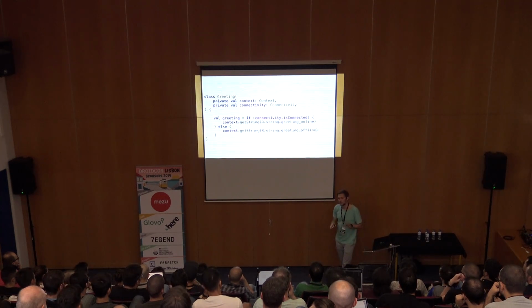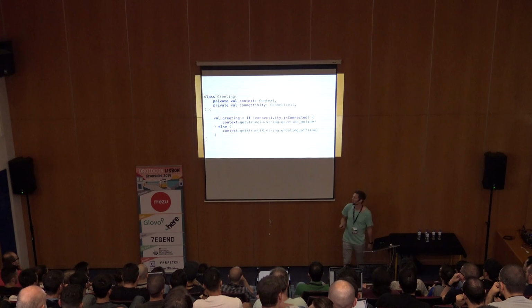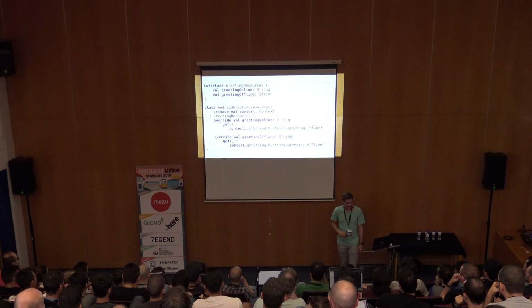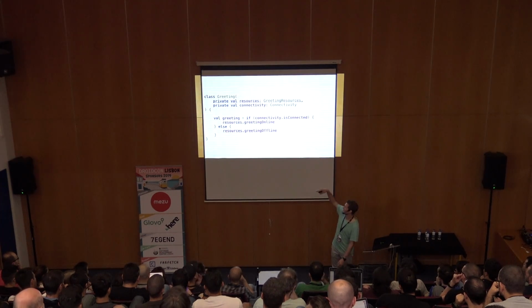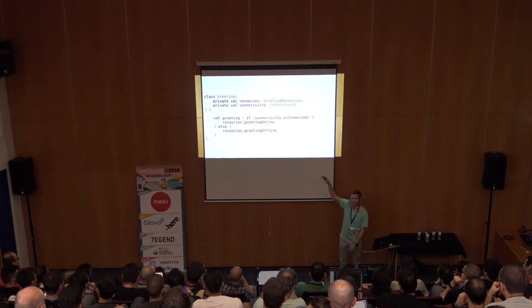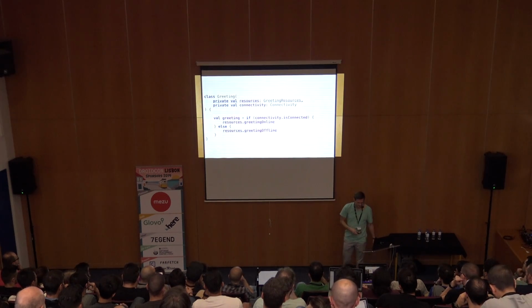Some people also don't like to have the context in there, because maybe we want a plain Kotlin module, so we also get rid of the context. In this case, I do an interface, and just do the Android implementation in the Android greeting resources, and then we're going to reuse it. Now the class is pretty small, and I can test it completely. I mean, there's not much to test, but it's easy to test.